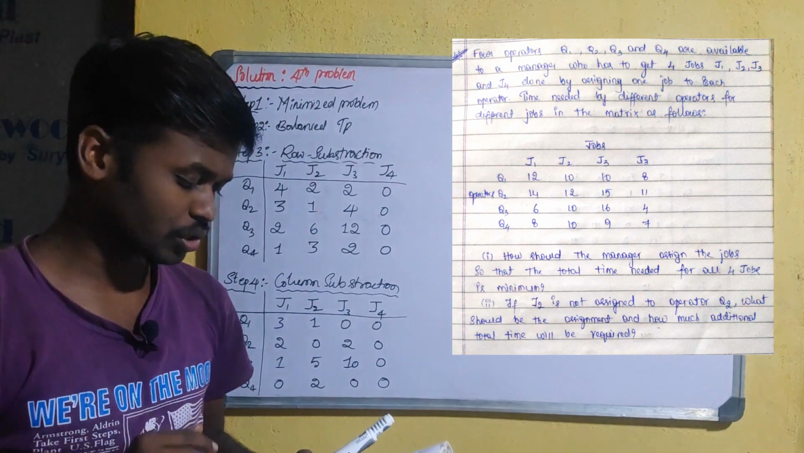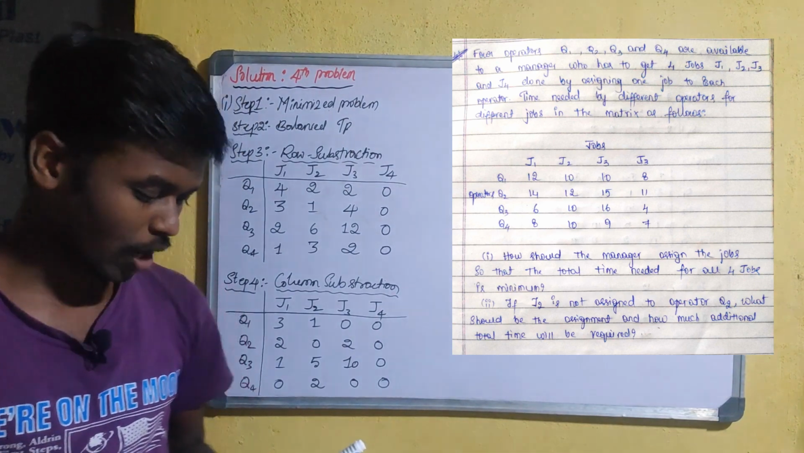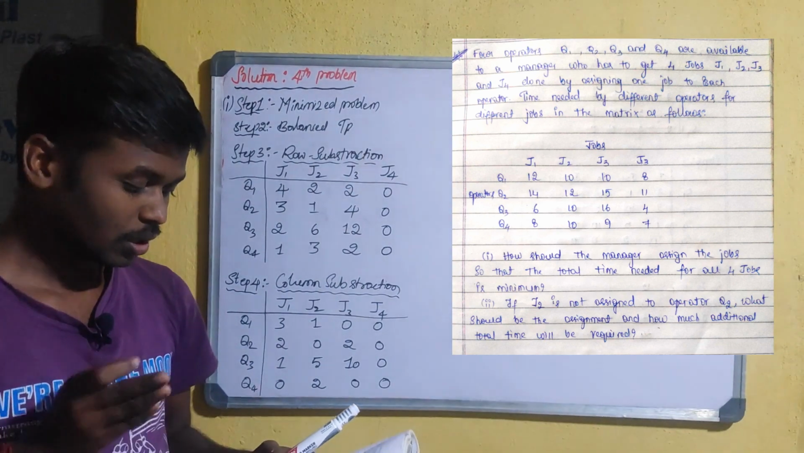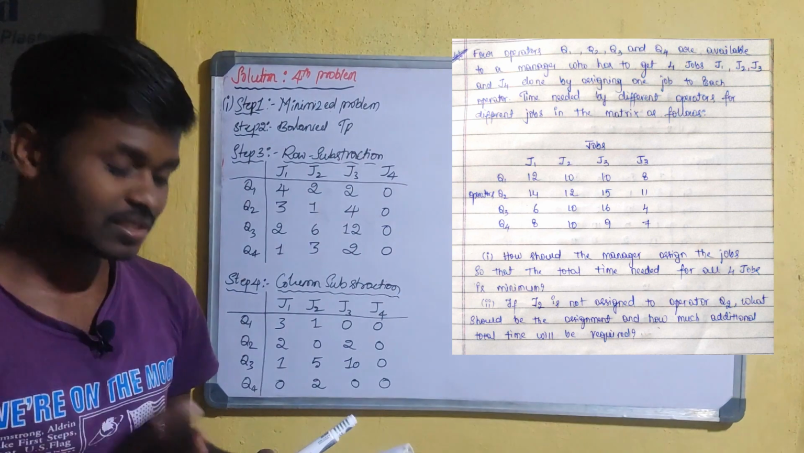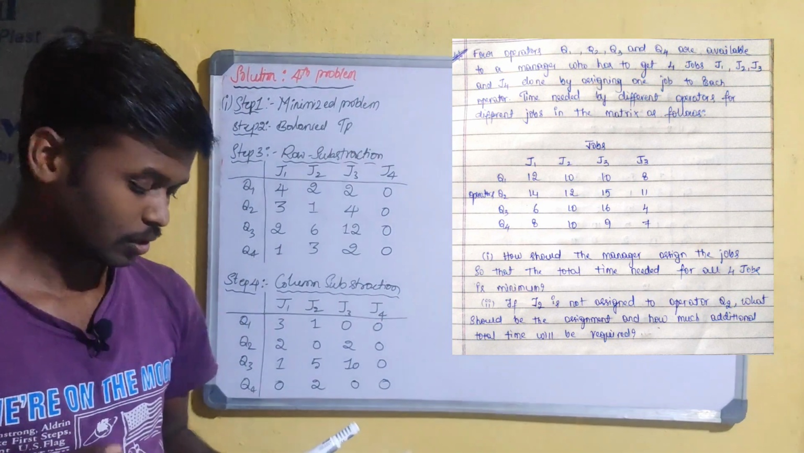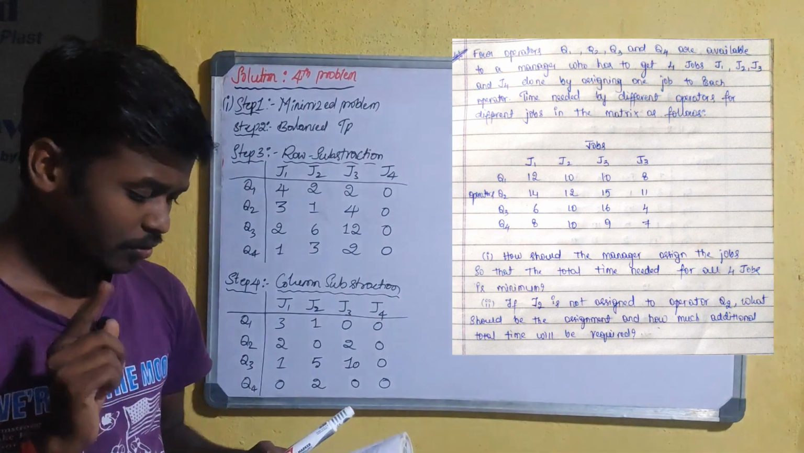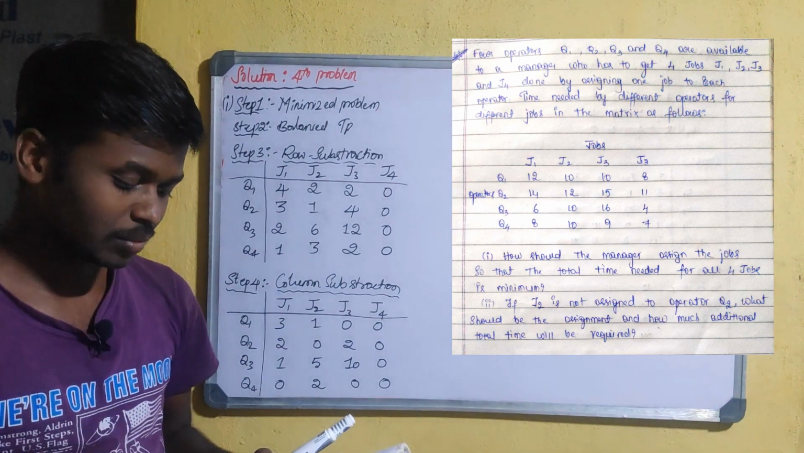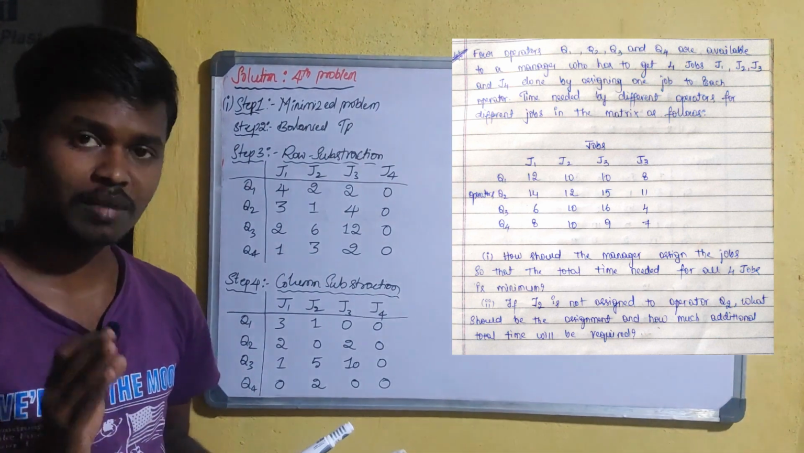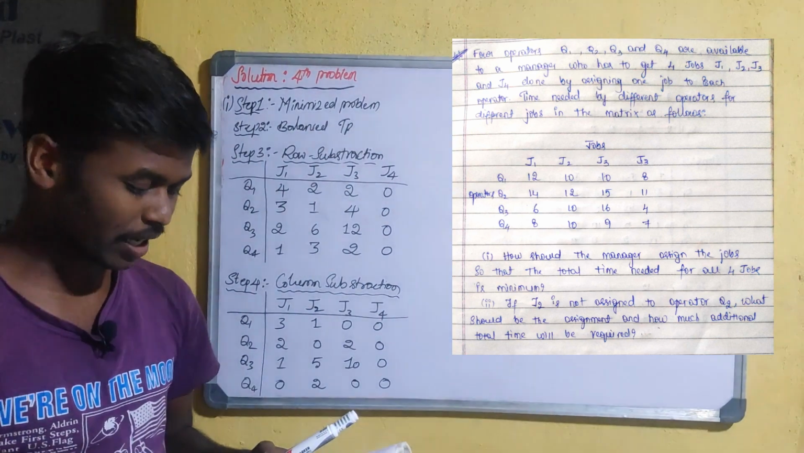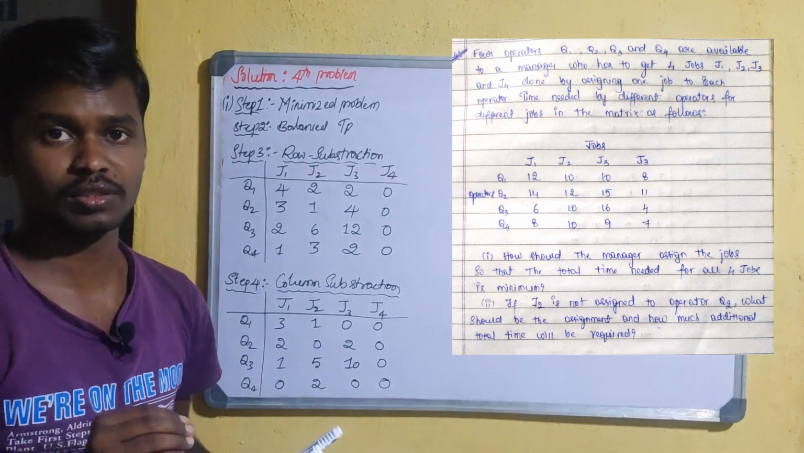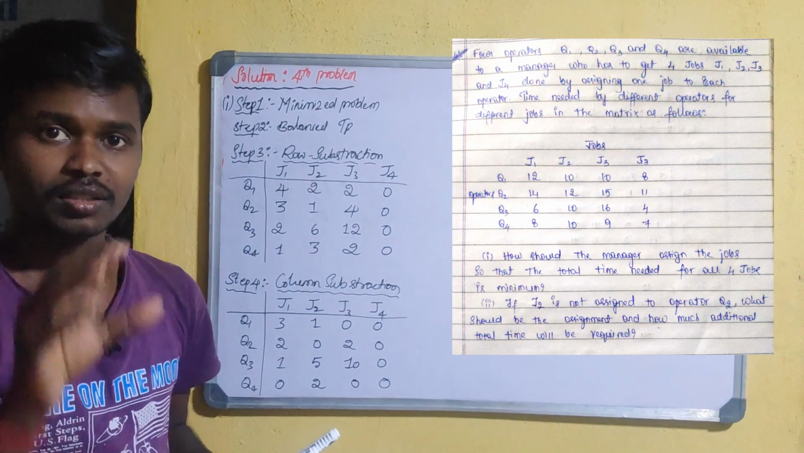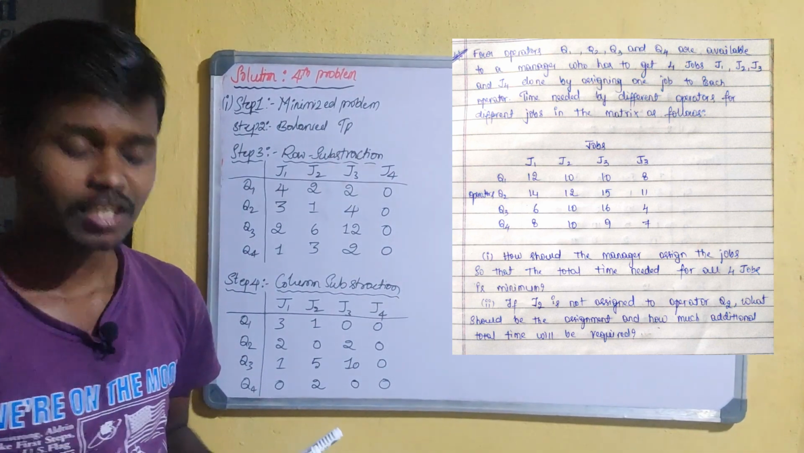See the first question: how should the manager assign the jobs so that the total time needed for the four jobs is minimum? The statement itself tells us that it is a minimization problem. Don't get confused. In this problem we have to allocate the jobs to the operators so that the time is minimized, and by minimizing the time we increase the productivity.